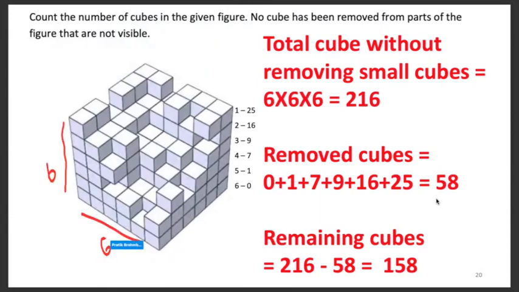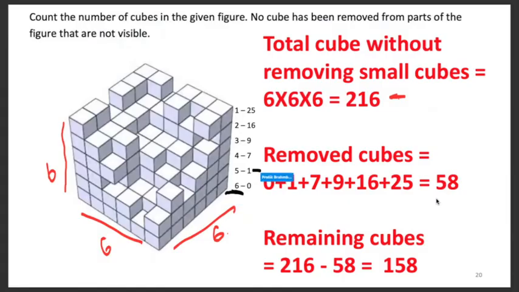6 cubes here, 6 cubes here, and 6 cubes here. The total number of cubes, if this whole thing was intact, without any kind of removing, would be 216. Now we'll find how many cubes are removed. Now when I see that 6 in the first row, which is the 6th one, 0 cubes are removed.